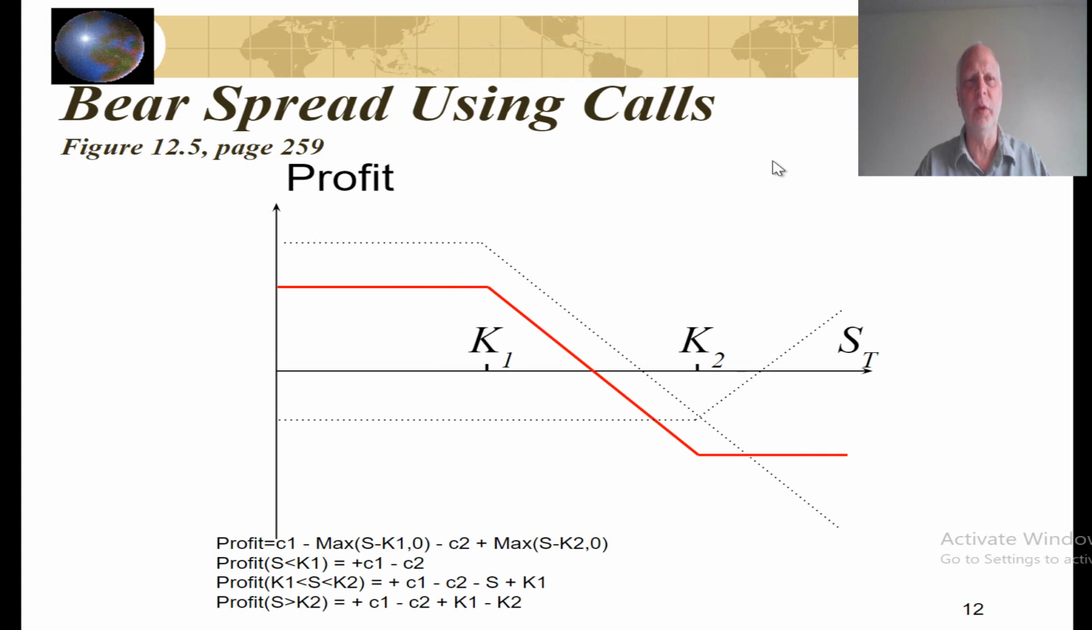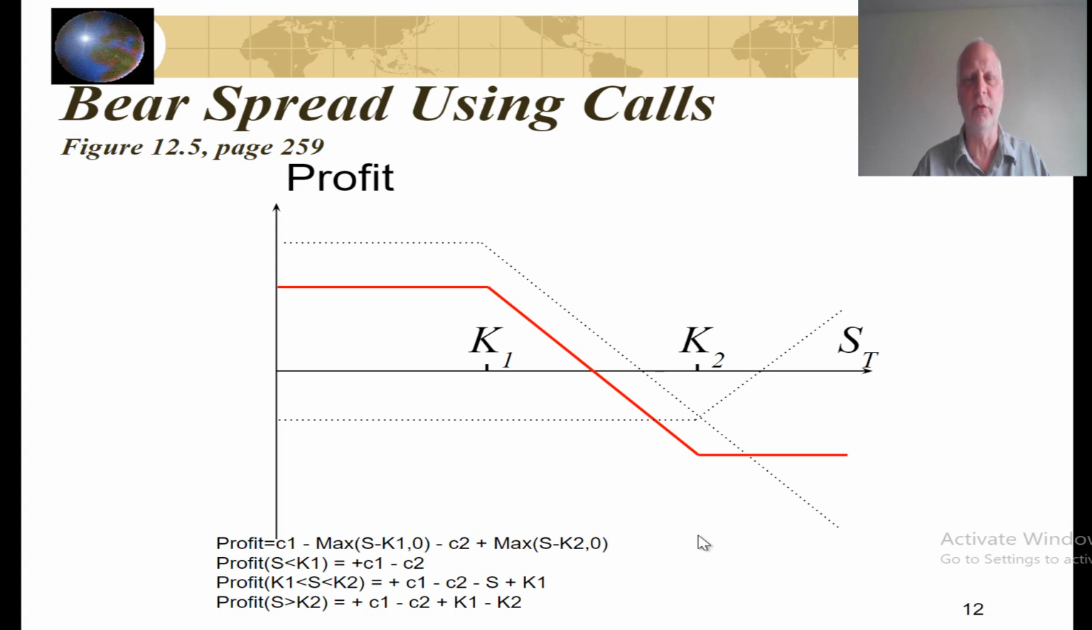The last spread we will look at is a bear spread using calls. For this spread, we have a call option here, which we have shorted. So we short a call at K1, and we go long a call with a strike at K2. Our profit equation is then C1, what we get paid here, minus maximum of S minus K1, comma 0, then minus C2 plus maximum of S minus K2, comma 0.